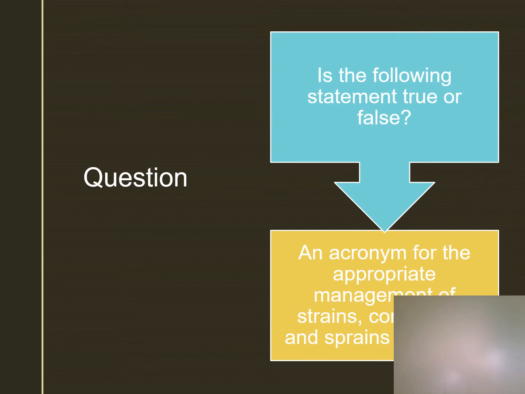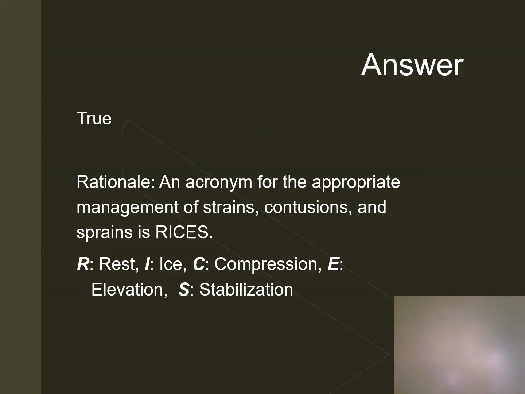True or false? An acronym for the appropriate management of strains, sprains, and contusions is going to be RICES. And this is true. An acronym is going to be RICES. Instead of P, they put S as stabilization, which you could still have protection as the first. That would mean erasing immobilization from your I addition.